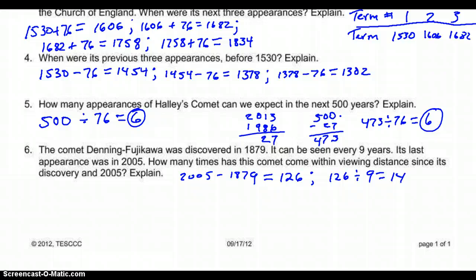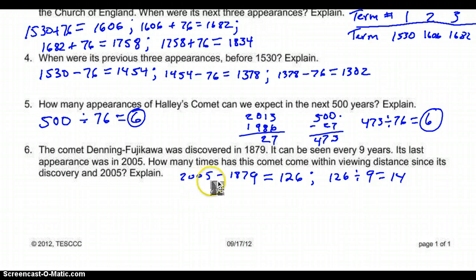Well, here's another comet they've thrown at us. No, we're not going to try to determine a name for that comet. All I know is it was discovered in 1879, and it has been seen every 9 years since 1879. The last time it was seen was 2005. The question is, how many times has this comet come within our viewing distance since its discovery in 1879? Isn't it amazing how scientists have all this time on their hands, but yet still solve a problem with a sequence? Oh, the privilege of being an 8th grader.